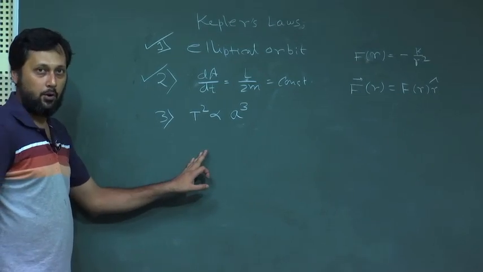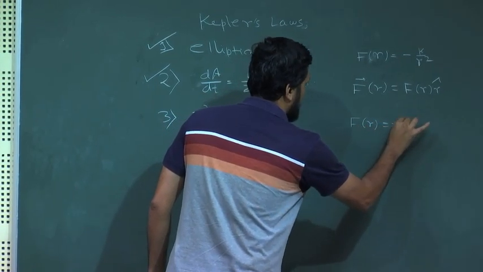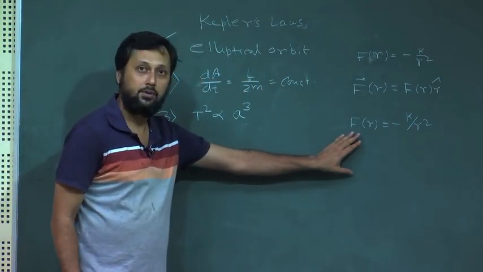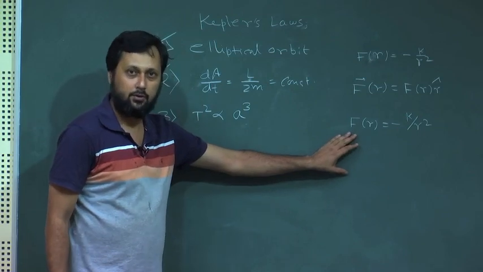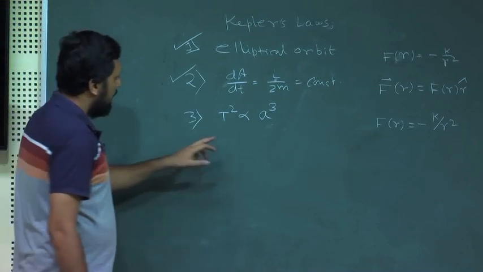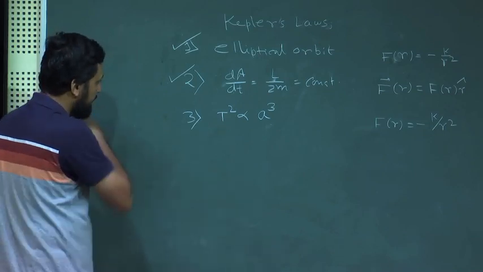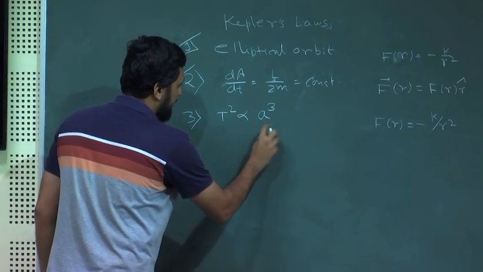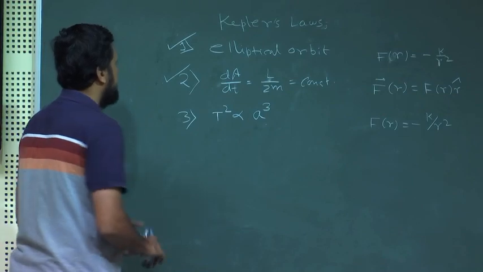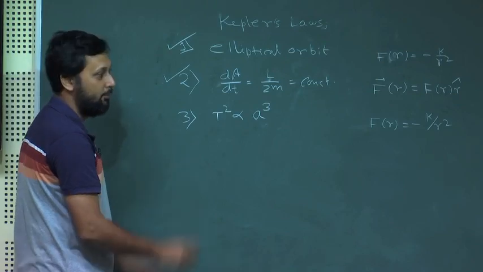Now it's time for the third law. Once again we will see that it is valid only for f(r) equal to minus k by r square. That is to say, it's not a universal law, but it's strictly valid for an inverse square force field. That means gravitation or electrostatic force fields. Now, this law essentially says that T is the time period of revolution in an elliptical orbit, and a is the length of the semi-major axis. So in order to prove this law formally, we first have to look into some of the parameters of an elliptical orbit in a more formal manner.